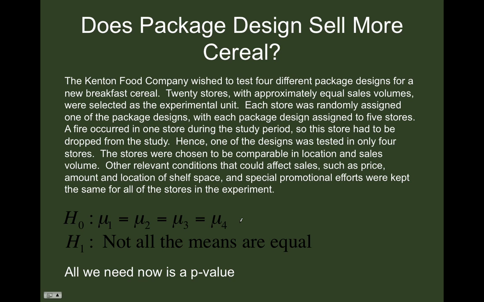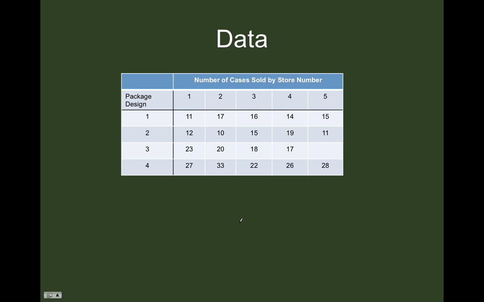Like all hypothesis tests, all we need now is a p-value. So here's the data. Across the top, we have the 5 different stores for each design. And then we have the number of cases sold by each of the stores. So what we're going to compare is the average number of cases sold in each of these stores.